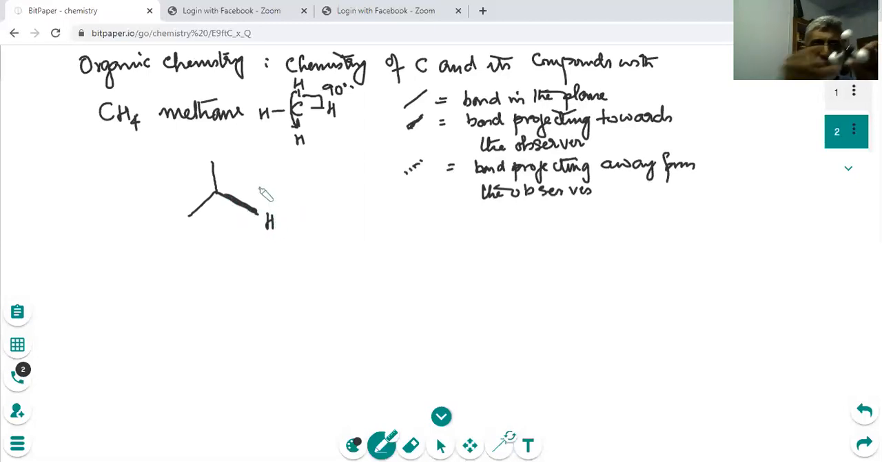Okay, see, this one is projecting towards you. This one is projecting towards you. And now you can see, you have the fourth bond. So let me put out the hydrogens here. You have the fourth bond, which I can draw either on this side or on this side. It makes no difference. But the thing is, they should be as close to this bond.